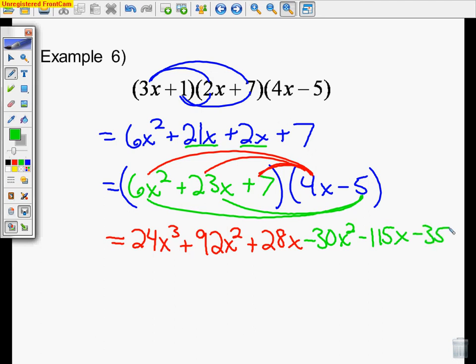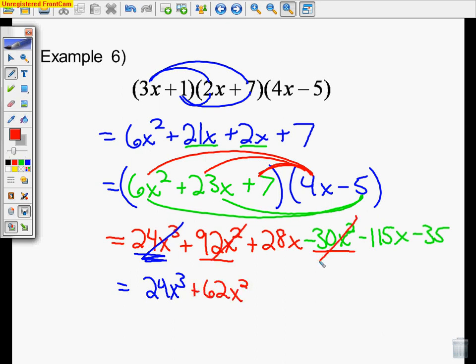All right? And then once again from there, we're going to combine our like terms. So we have one x cubed value up here, so we're just going to write that down. So that's positive 24x cubed. That's gone. And then we have 92x squared combined with a negative 30x squared, which is positive 62x squared.